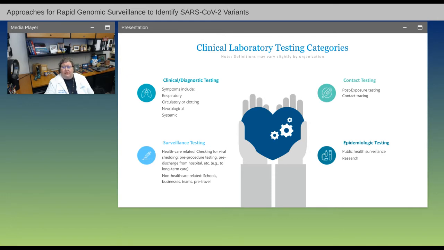We're also involved in contact testing. So when the Department of Health has known exposures, we can participate in contact testing and following up, and the public health laboratories as well as us will be involved in epidemiological testing to do sort of blind surveillance on the population. That is mostly a public health surveillance issue, but sometimes clinical laboratories do get involved in research as well.